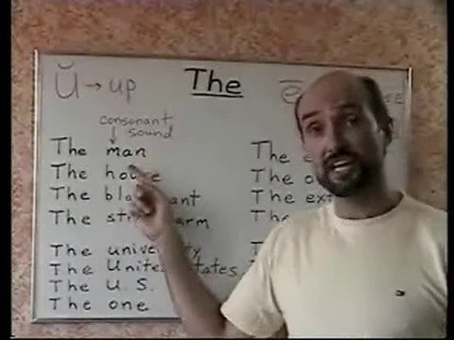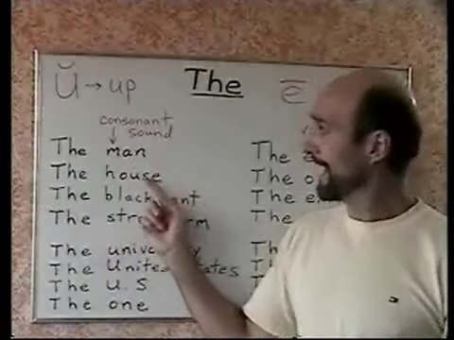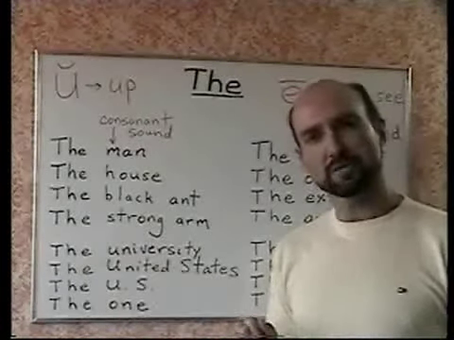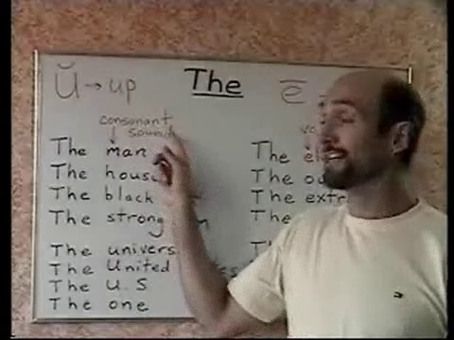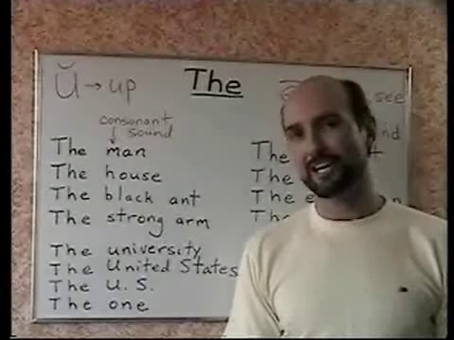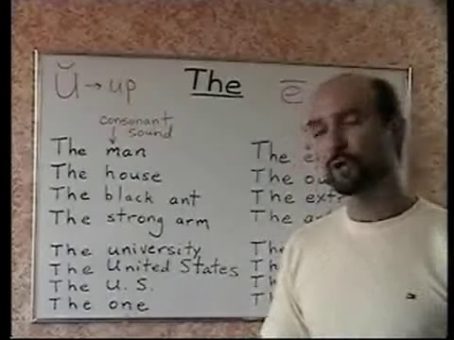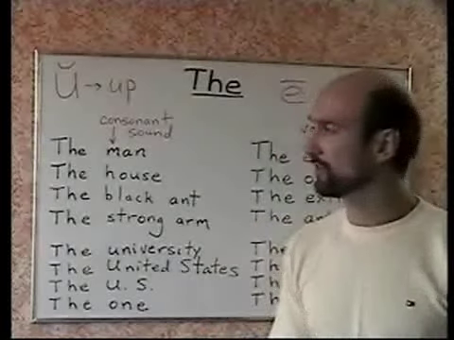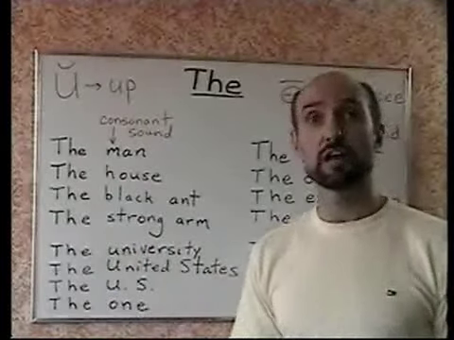So if the word you're going to say, the noun that you're going to say, starts with a consonant sound, like man, house, but also university. Now you might be saying, hey, but that's a vowel. U is a vowel, and O is a vowel, right? But that's why we're looking for consonant sounds. University starts with a consonant sound, just like the word U, which is spelled Y-O-U, so it's a Y sound. The word one starts with a W sound, and that's what you have to look for. So if the word starts with a consonant sound, then the rule is you pronounce T-H-E, "thuh."